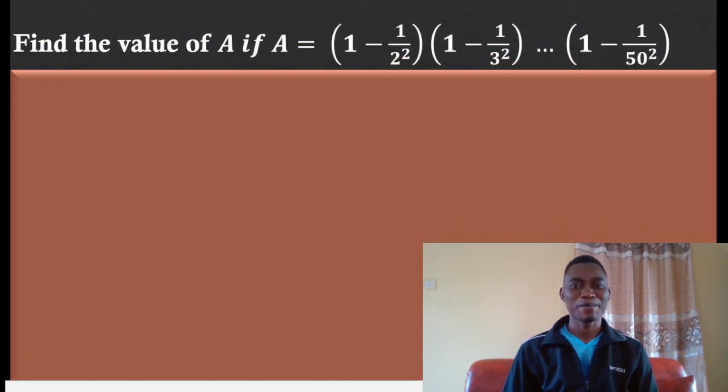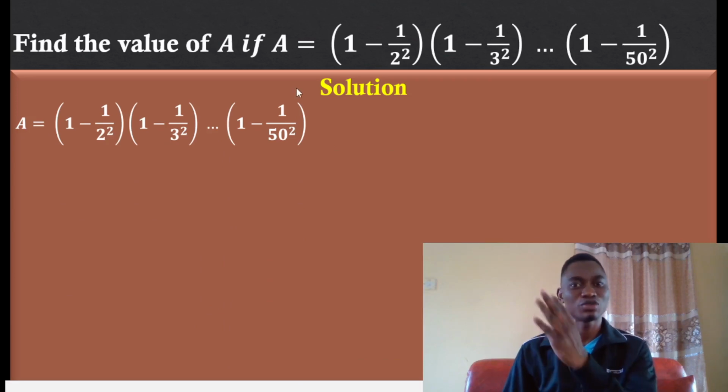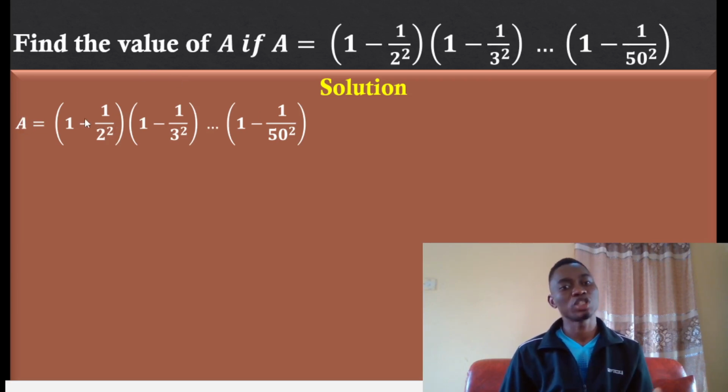All right, so, solution. We have this as given to us. We are asked to find the value of A. The question requires us to multiply these expressions together and get a single, particular value for A. And it is very, very simple. Now let's study the question, or let's study each expression.